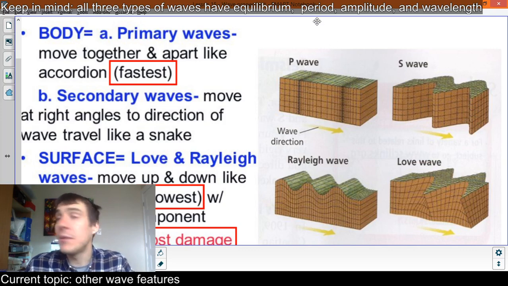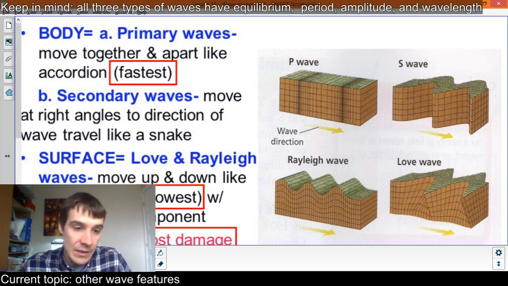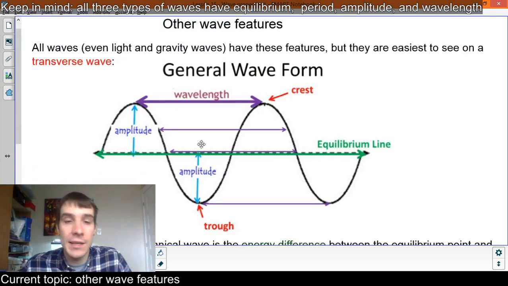They have a period, so the time between two wave fronts. They have an amplitude, so how far away from equilibrium they are. And they have a wavelength, which is the distance between two wave fronts. So that's what we're looking at here on a transverse wave, but it exists on all kinds of waves. Sound waves have a wavelength. Sound waves have an amplitude as well.